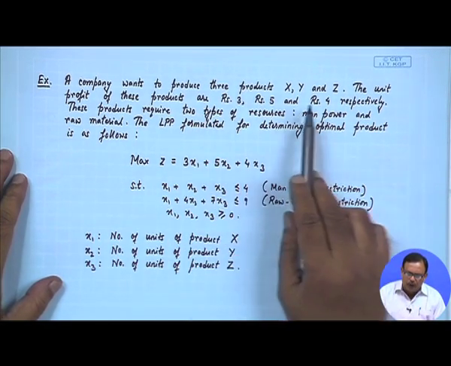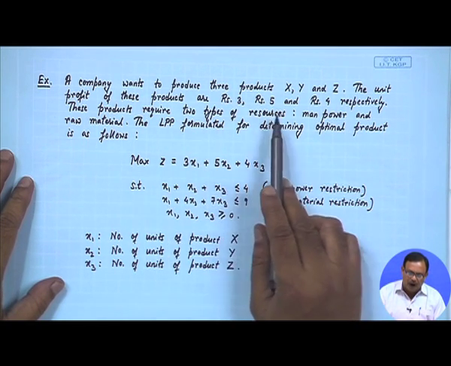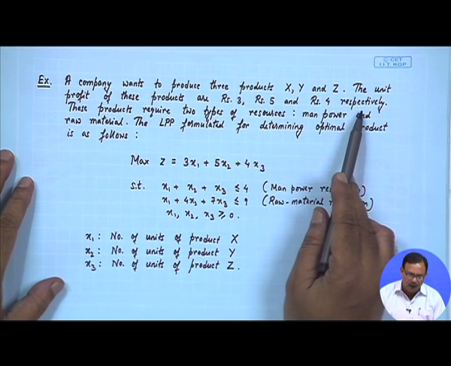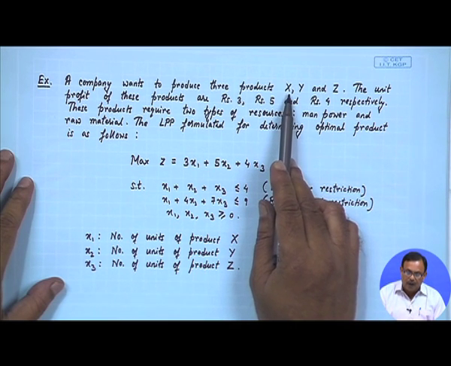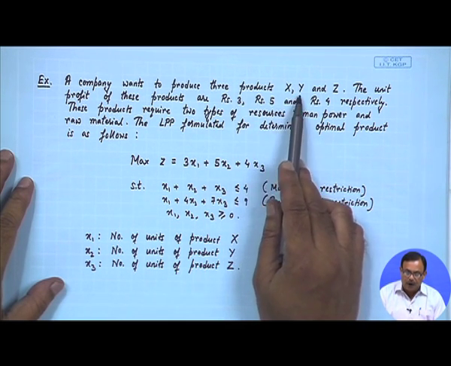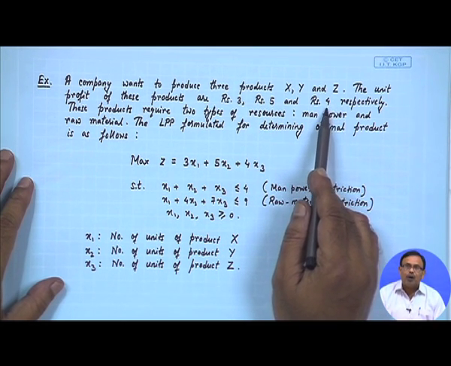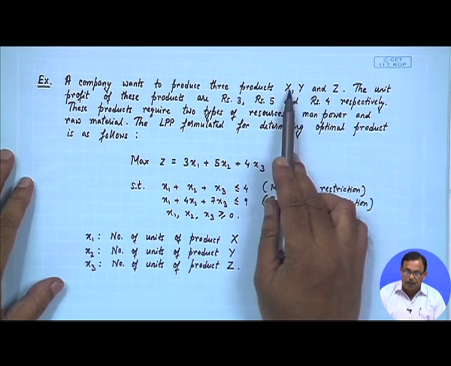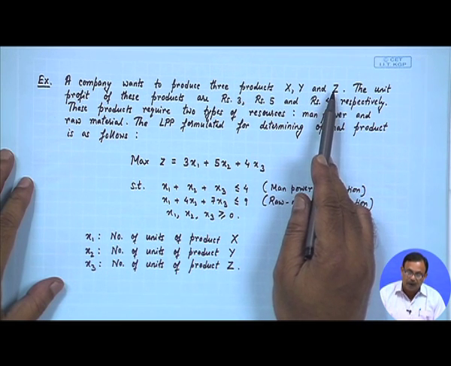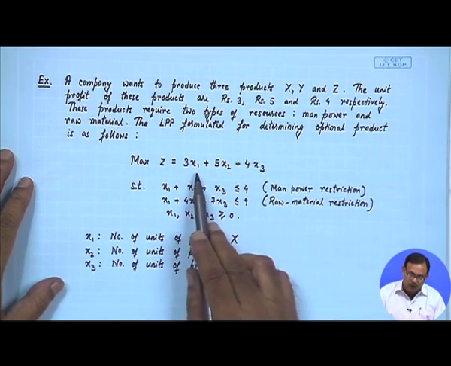A company wants to produce 3 products X, Y and Z. The unit profits of these products are rupees 3, rupees 5 and rupees 4 respectively. So, for product X it is rupees 3, for product Y it is rupees 5 and for product Z it is rupees 4. So, basically I am producing 3 products, and the quantities are X, Y and Z respectively. So, my objective is to maximize which one? 3x plus 5y plus 4z, or x1, x2, x3.